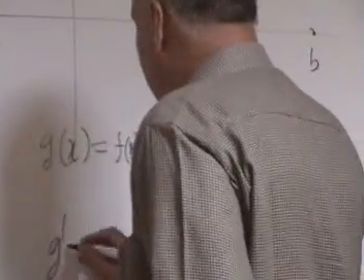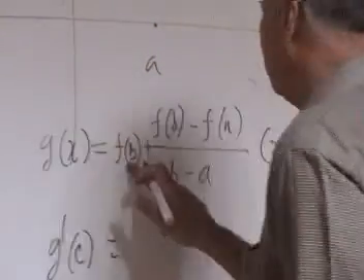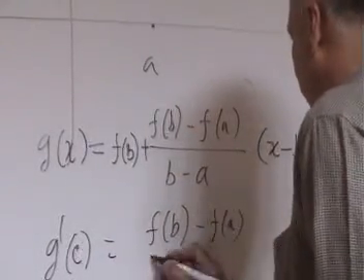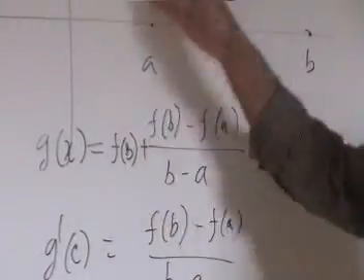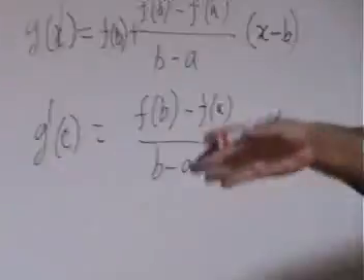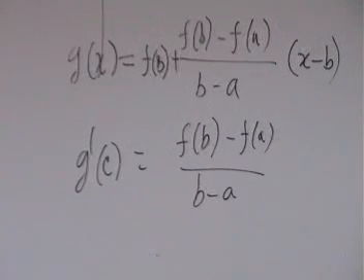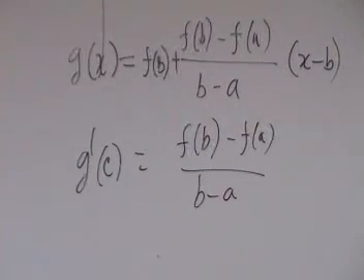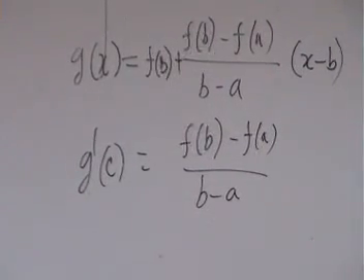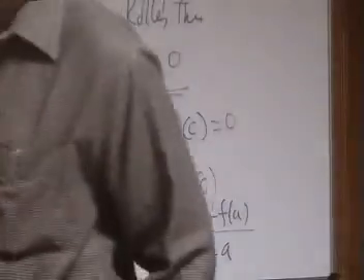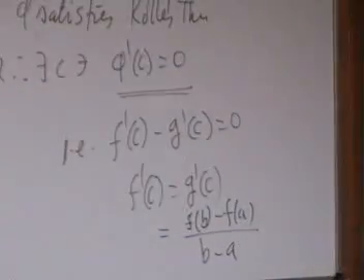But what is g prime c? The derivative of this is a constant, because it's a straight line, the derivative is just the slope at all these points. So g prime c will be equal to f of b minus f of a divided by b minus a. Therefore, there will be a point where the tangent will be parallel to this chord joining the initial and the final points.